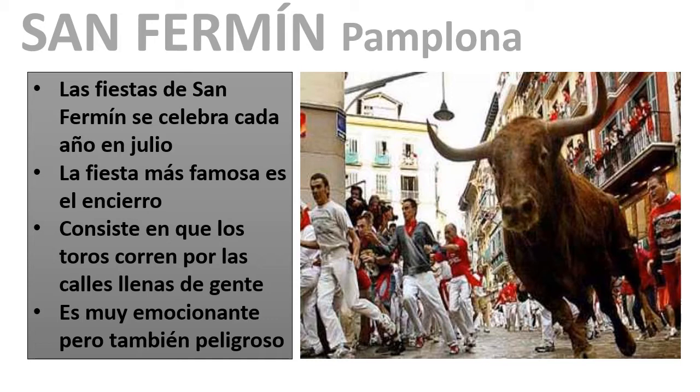So the festivals of San Fermin are celebrated every year in July, and basically it's a group of different festivals, and one of the festivals or the activities that they do, which is the most famous, is the Encierro. And the Encierro is the bull run, where a bull runs through the streets and people run in front of the bull and they're chased by the bull. It consists of bulls which run through the streets, which fill the people, and it's very exciting, but also it's dangerous.